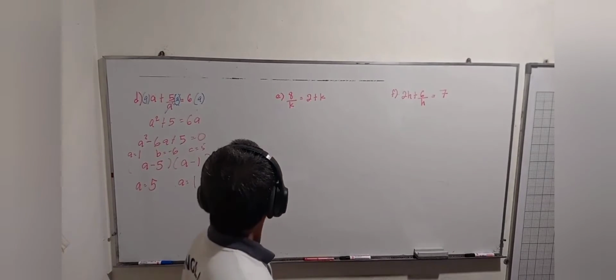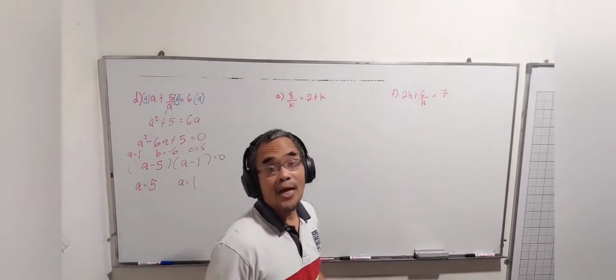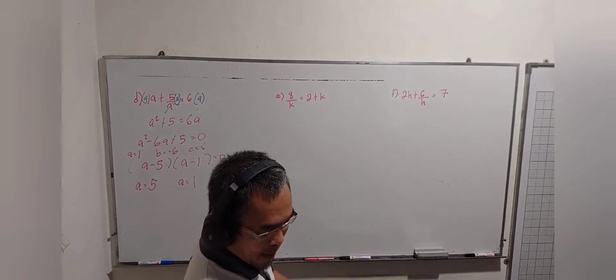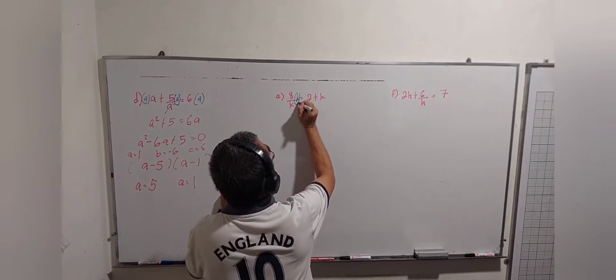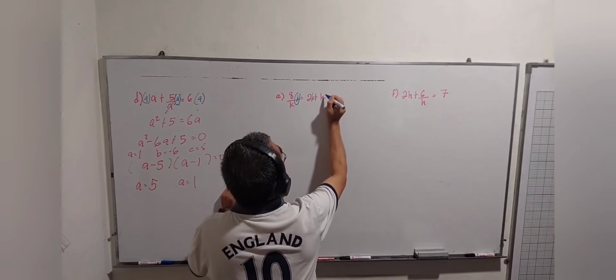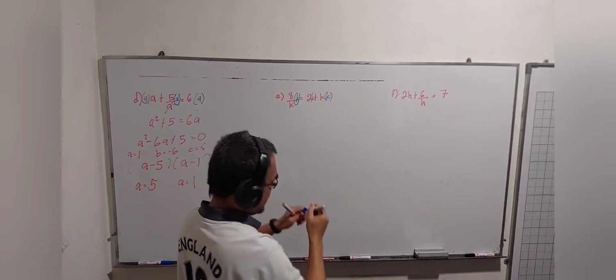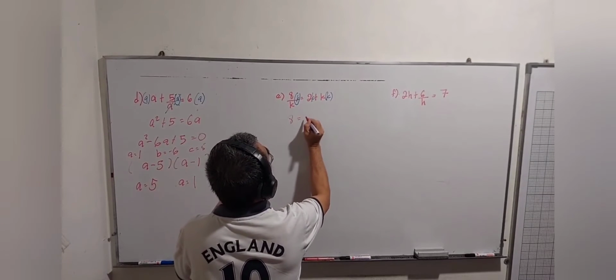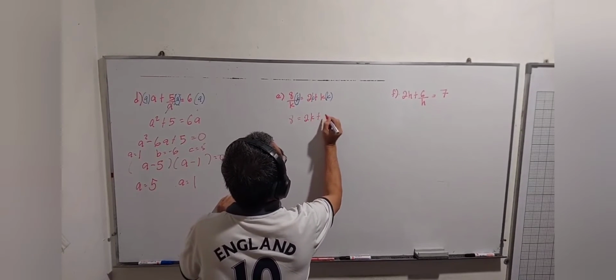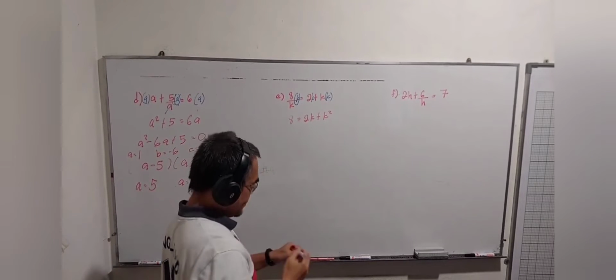Next, looks like all these questions are similar. You multiply by the number as the denominator. In this case, you multiply by K. Multiply by K, multiply by K. Then you simplify, you will get 8 equals 2K plus K squared.